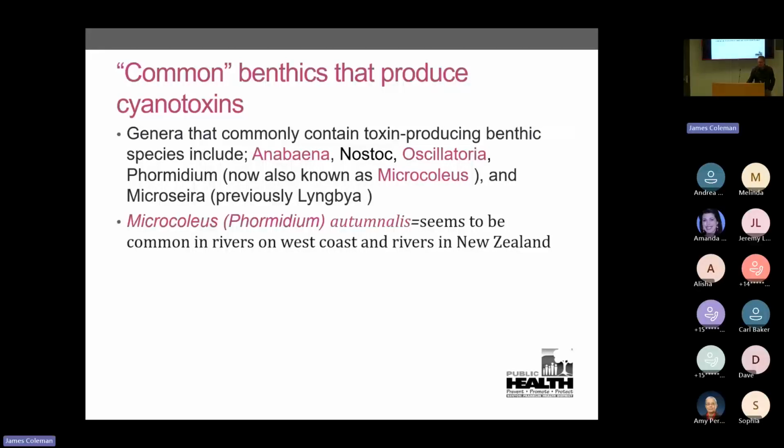And these are a group of cyanobacteria that are known to produce anatoxin: Anabaena, Nostoc, Oscillatoria, Formidium, also known as Microcoleus. So these are ones that could potentially be in the Columbia River producing anatoxins, and there's probably more, but these are the most common ones.